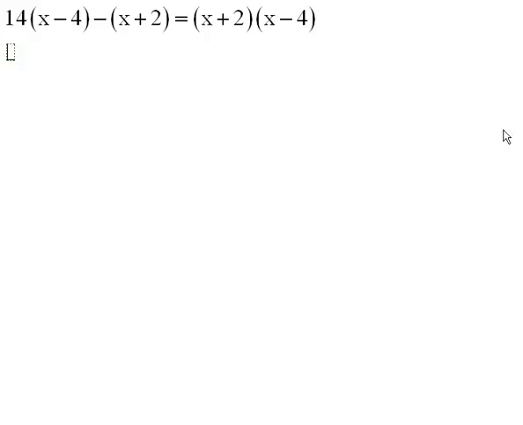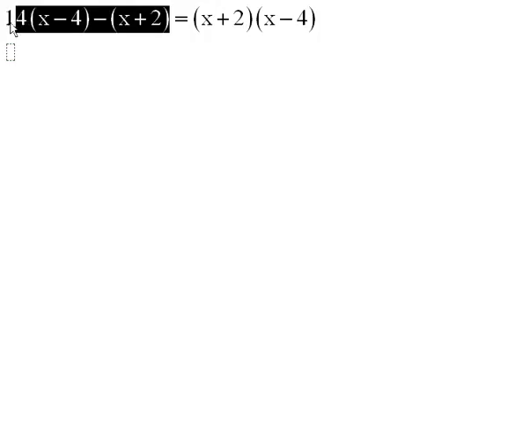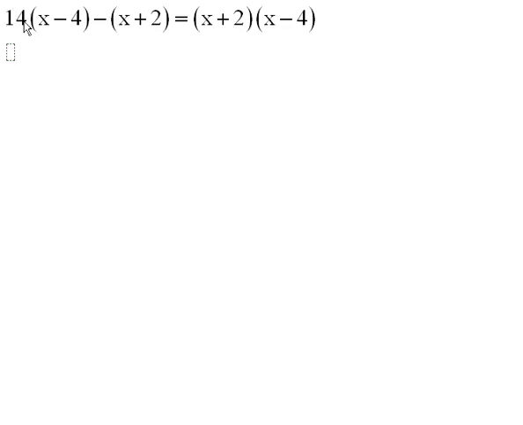All right, to solve this equation, the first thing we need to do is simplify each side of the equation. I'm going to start first on the left side of the equation. First, I'm going to distribute the 14. So I'm going to multiply 14 by each term that is inside this parentheses. So we're going to have 14x minus 56.